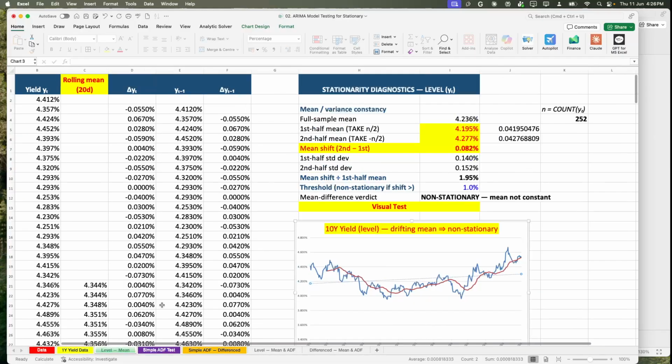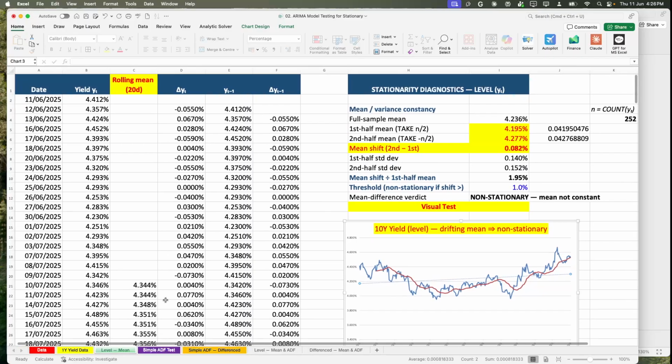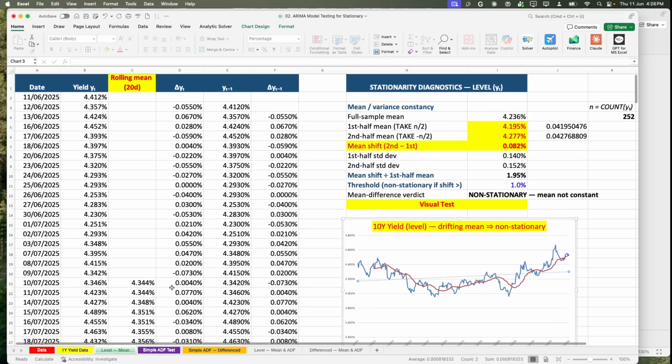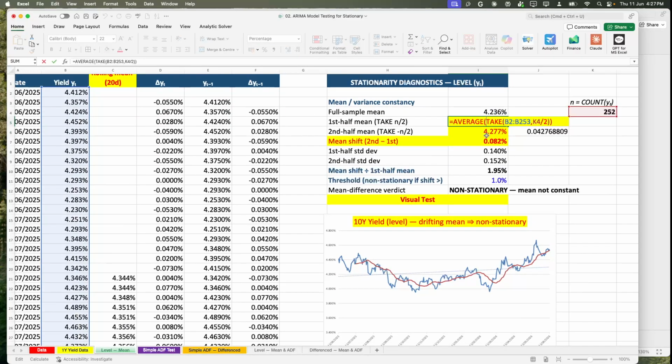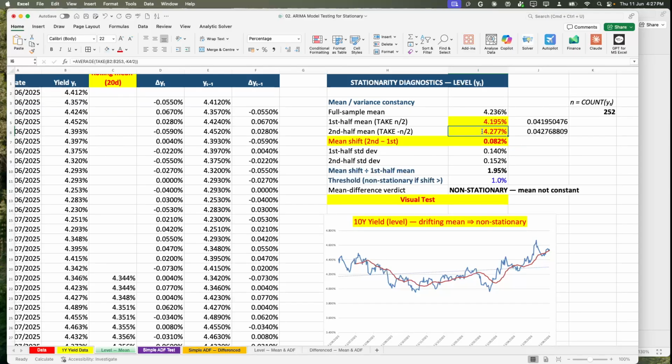The first test we are going to do is a simple mean test. The mean test is nothing but taking the average of the first half of the data. In Excel, you take the average over the range of the first half of the data. I have 252 rows of data, so I'm taking 252 divided by 2, the mean of the first half and the mean of the second half. You can see that there is a difference, so we can simply conclude it is non-stationary.